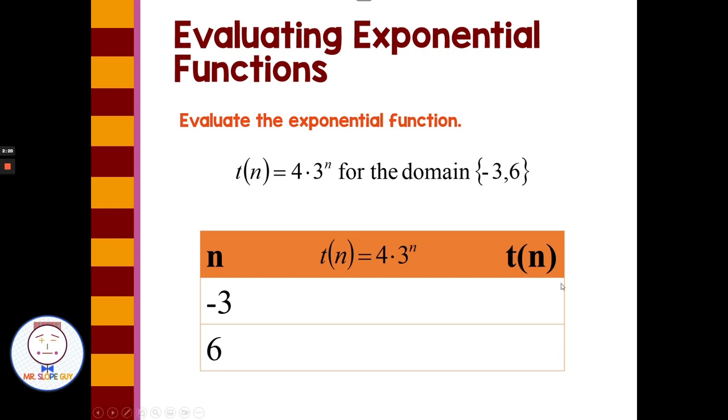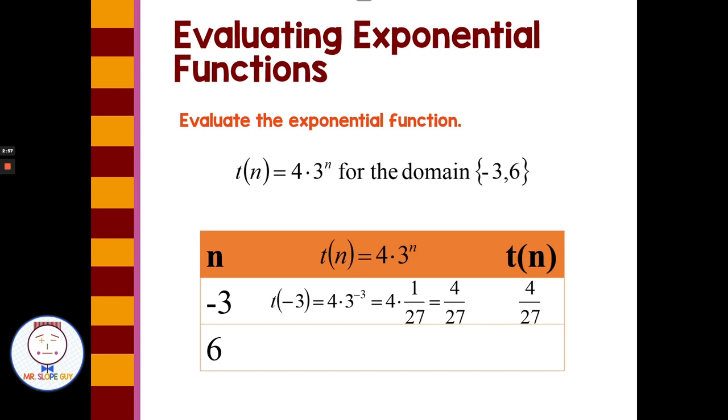So t of negative 3 means we put in 4 times, and where the n is, we put in negative 3. Well, the law of negative exponents says 3 to the negative third power would be equal to 1 over 3 to the third. Well, 1 over 3 to the third, 1 over 3 times 3 times 3. 3 times 3 is 9, times 3 is 27. So 3 to the negative 3 is equal to 1 over 27, and then times 4. So that gives us 4 27ths. So when our input or our n is negative 3, our output or our t of n is 4 27ths.